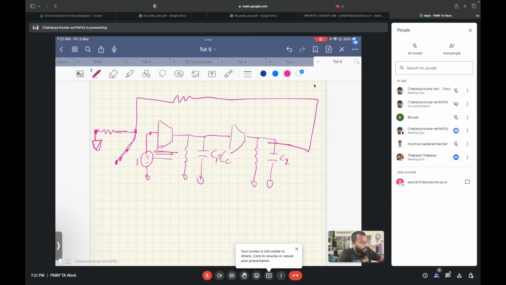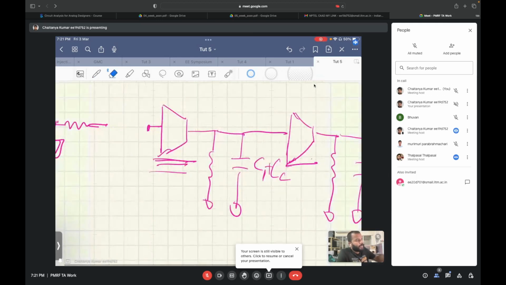Okay, this will work if these models are made with macro models, the VCCS and all those things. If you make it with real transistors, you need to provide some biasing. If you do this kind of stuff in real transistors, your biasing will get damaged.